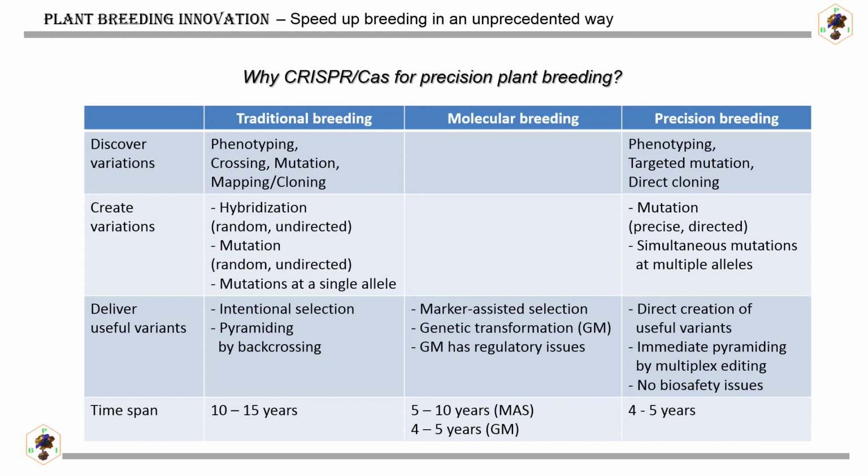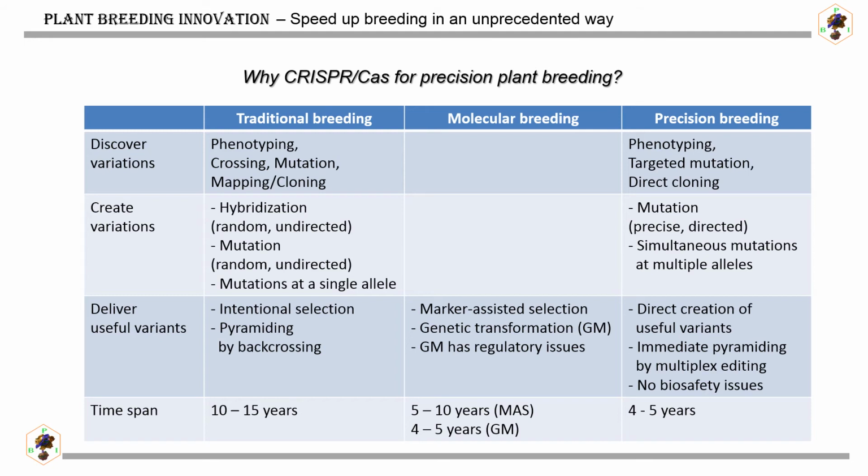Once useful variants are defined, traditional breeding undertakes lengthy and tedious crossing and intentional selections. Using biotechnological tools like marker-assisted selection or genetic transformation, the speed and accuracy of breeding could be improved. Tedious backcrossing in marker-assisted selection and regulatory issues in gene technology are still limitations to wide use of these molecular breeding tools.